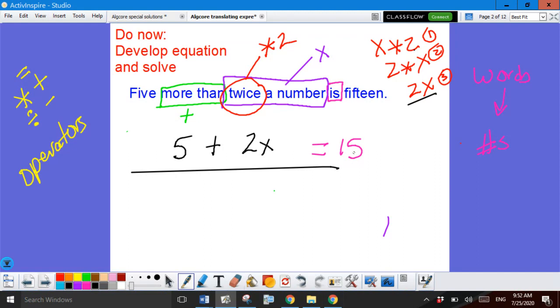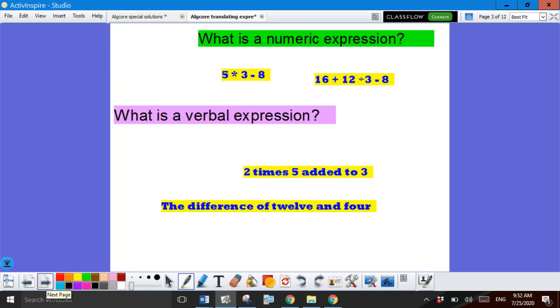Okay? And we're not solving. We're simply writing the expression or the equation. All right, so just to recap a minute. A numeric expression is any time I see numbers together with operators. And a verbal expression is any time I see a combination of numbers and letters written into words. All right, so this is where we're going to be going back and forth.